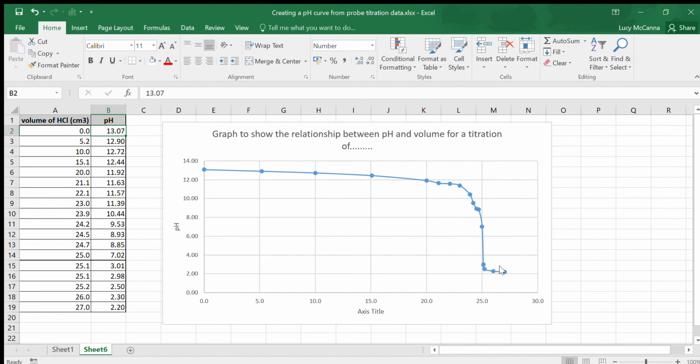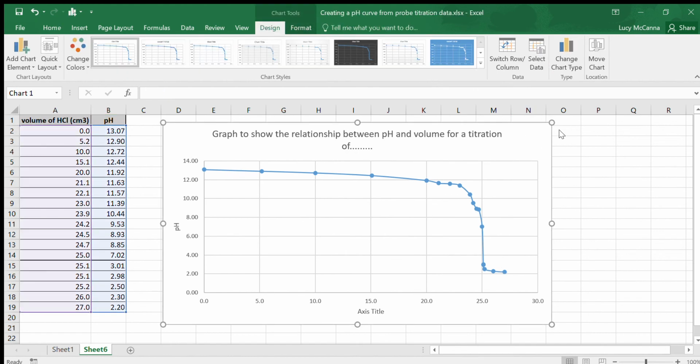So a nicely labelled graph with a title. Something else you might want to do is add your minor grid lines. They've put the major ones in there. The minor ones might just give you a bit more detail.